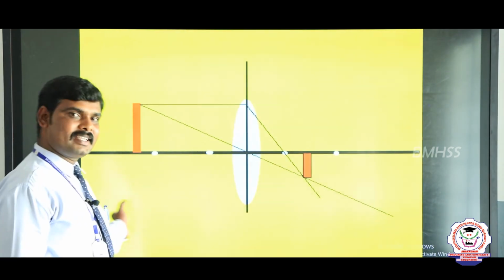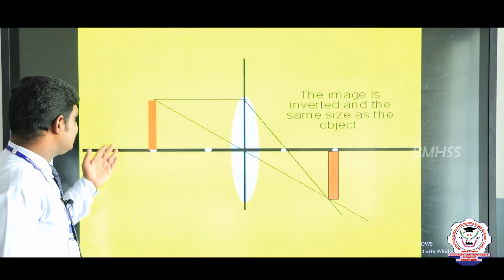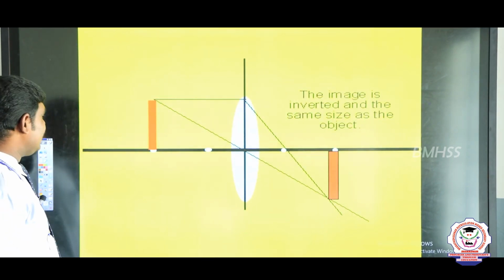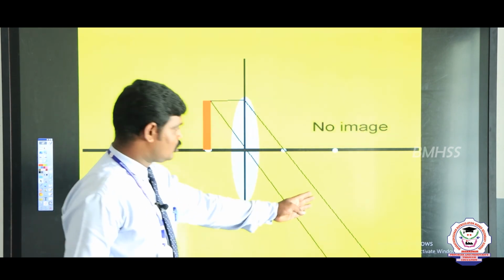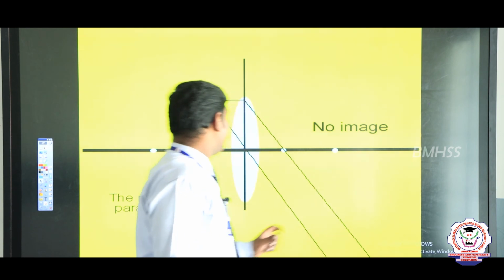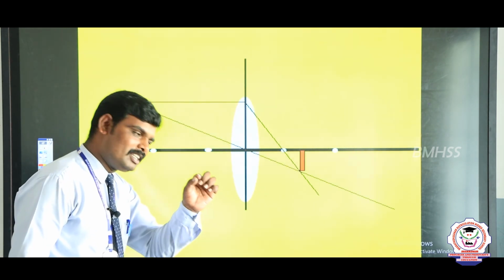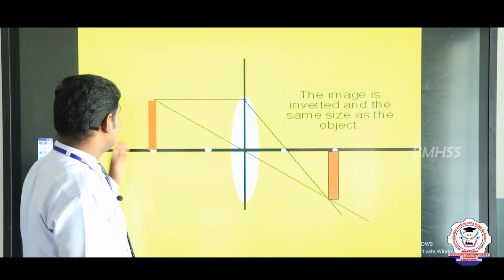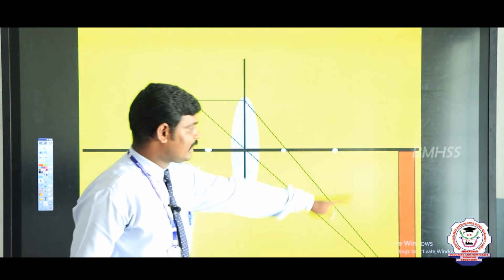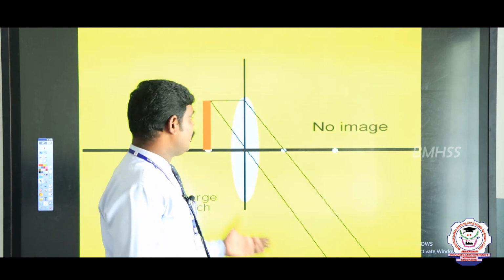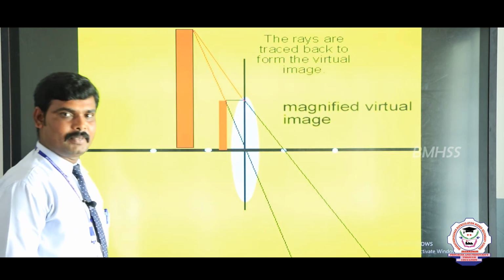So these four cases we can see in one image. See my dears, when the object moves from infinity towards the lens, the size of the image is also changing. When I place the object at infinity, the size of the image is diminished. As it moves towards the lens, the image size varies. By using this diagram we can easily understand that image formation.